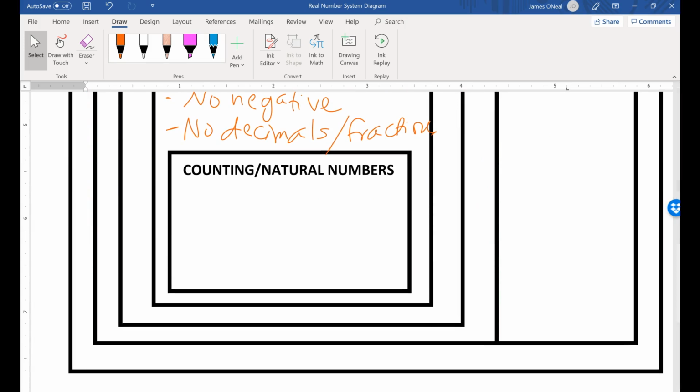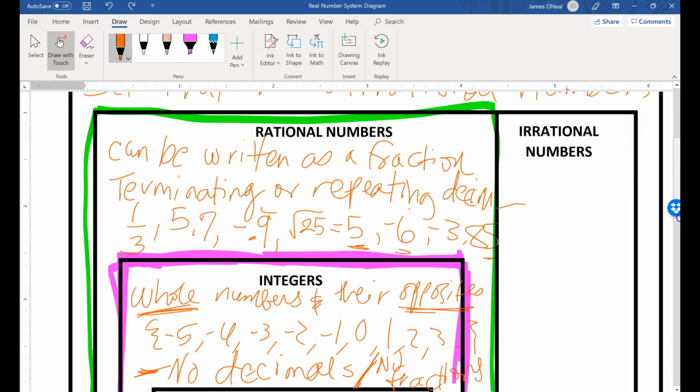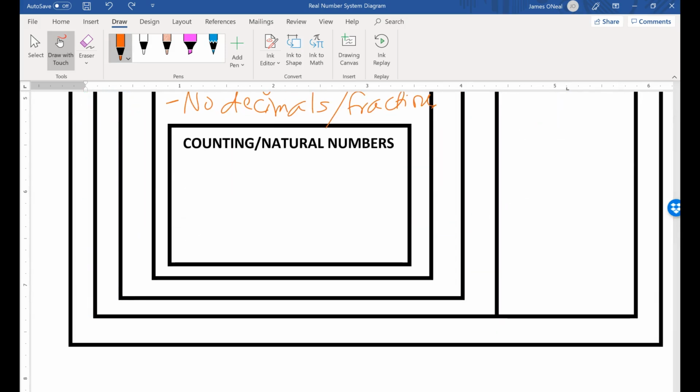Counting or natural numbers. Counting or natural numbers are numbers that you count. Oh, on the wrong thing. Y'all, I apologize for the handwriting, but the lesson is amazing. Isn't this lesson amazing? So counting numbers, we learn to count. We don't say 0, 1, 2. We say 1, 2, 3, 4, blah, blah, blah. Counting numbers. So you count. Counting or natural numbers. Numbers that you count.